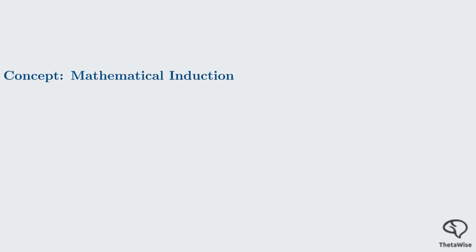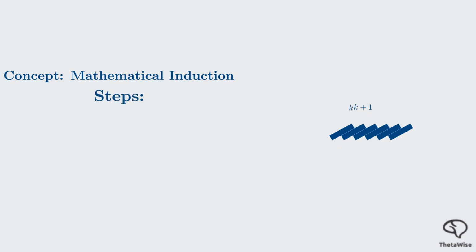We begin with mathematical induction. This is a powerful technique used to prove that a statement, which we call P of n, is true for all natural numbers n. Think of it like a line of falling dominoes. To ensure every domino falls, you only need to guarantee two things. First, you must knock down the first domino. Second, you must ensure that if any one domino falls, it will inevitably knock down the next one in line.